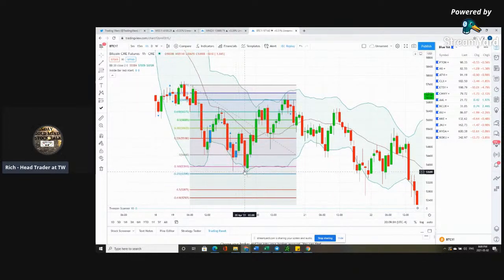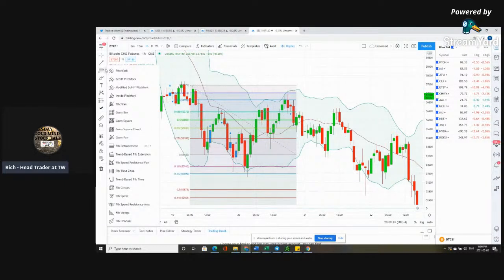And then when we get down to those targets, you can look for price action patterns like this. This is a double bottom here. This is a hammer bar. And you can take those price action patterns for big opportunities.